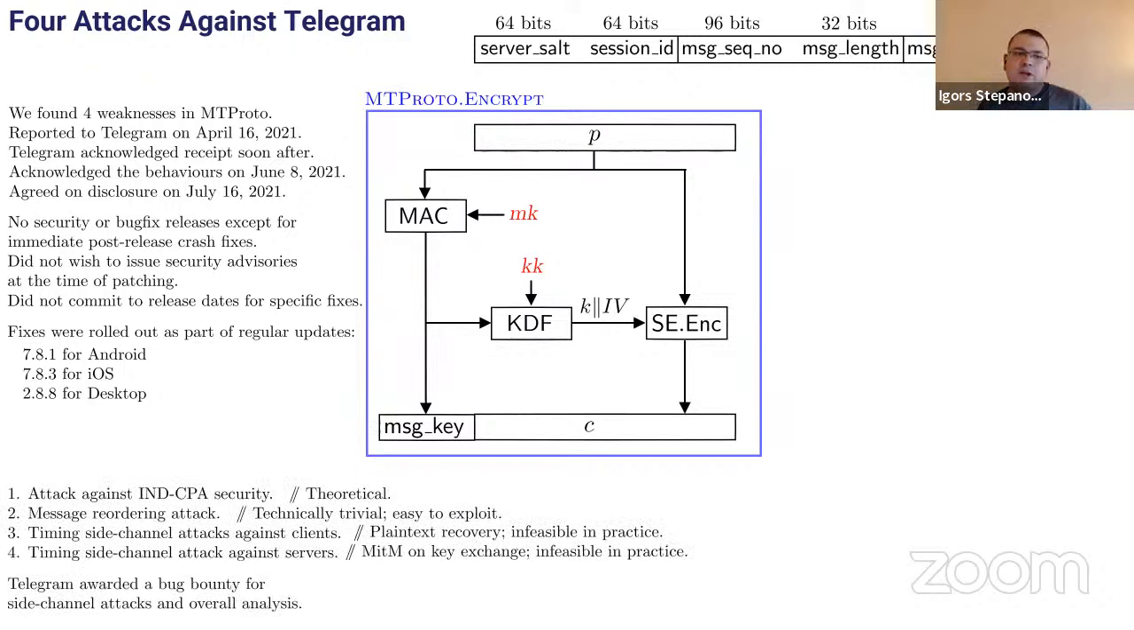Now, let us speak about our attacks. So we have 4 attacks. We have an attack showing that MTProto is not IND-CPA secure. This is a purely theoretical attack. We have a message reordering attack. It is trivial and easy to exploit, obviously not very impactful. We have timing side channel attacks against client and server. The one against the client does plaintext recovery, the one against the server does man in the middle and key exchange. Unfortunately, or rather fortunately, they're not feasible in practice. And yeah, Telegram awarded the bug bounty for the side channel attacks and for the overall analysis that we did.